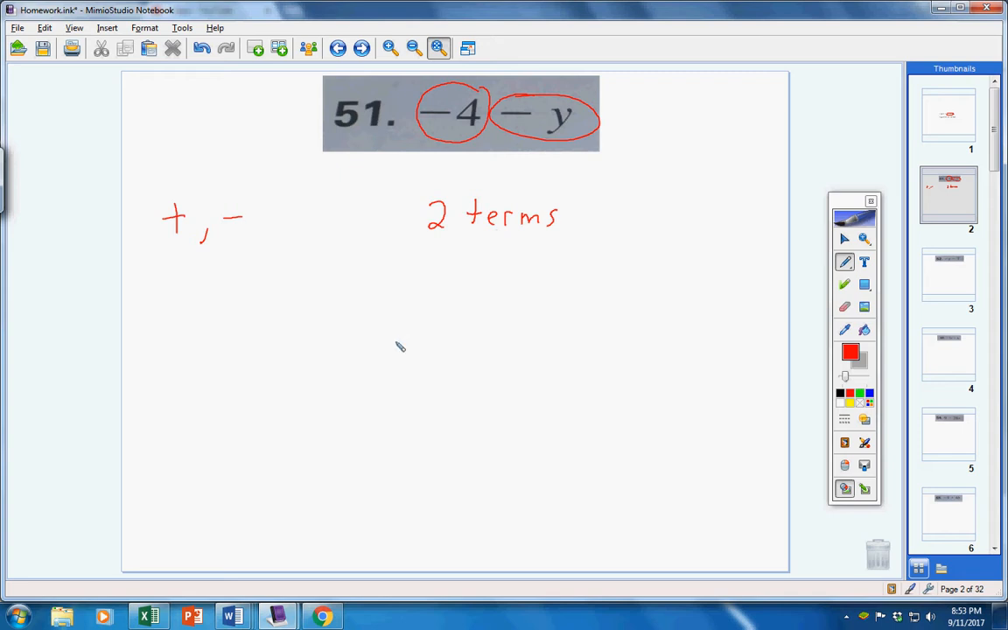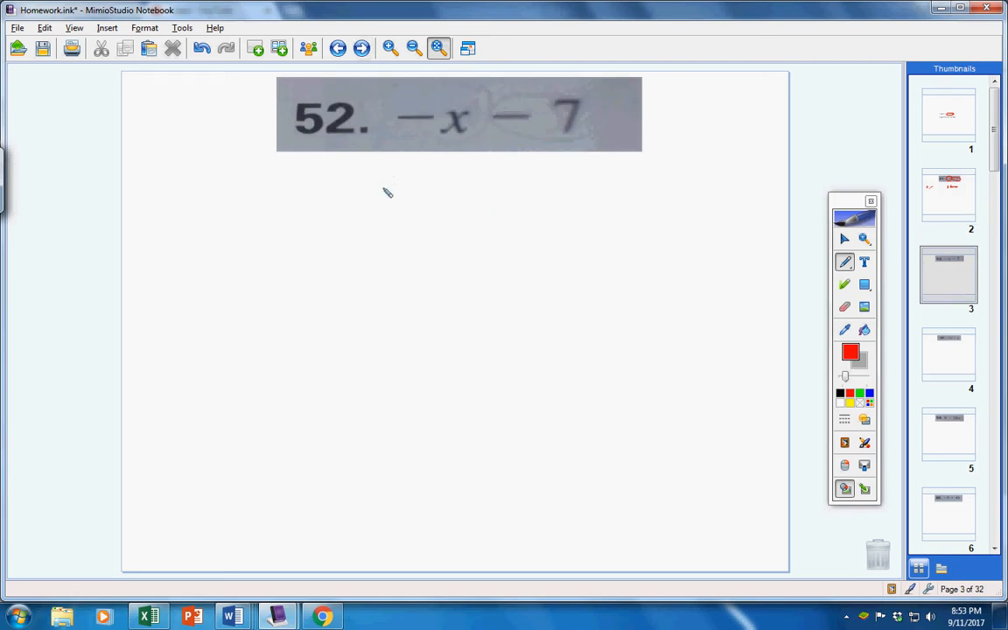That's simple, students. It's very, very simple, but it is unbelievably important in Algebra 1, later, and in Algebra 2, to be able to tell how many terms are in an algebraic expression. It's very, very important. Okay, 52. Here's a term, negative x. Here's a term, negative 7. So we have a total of 2 terms.